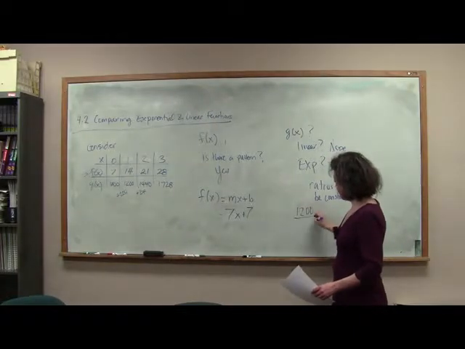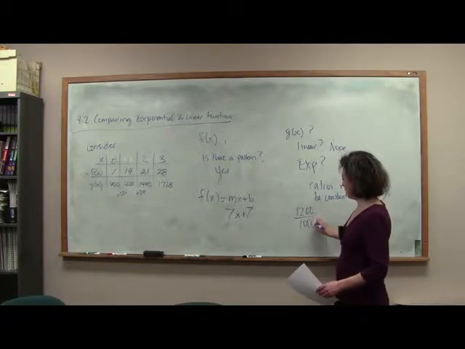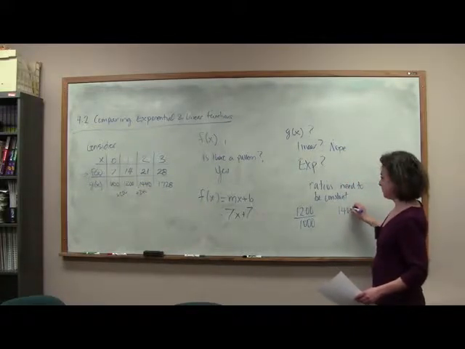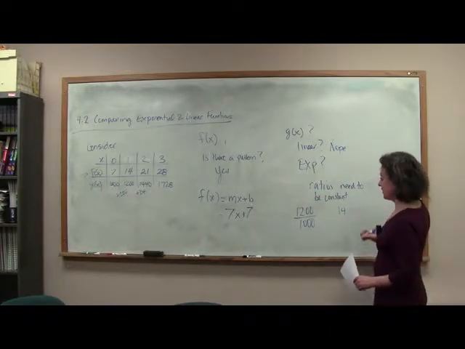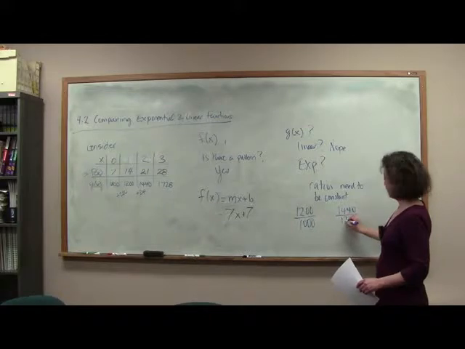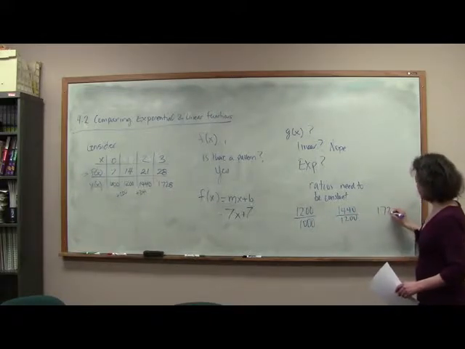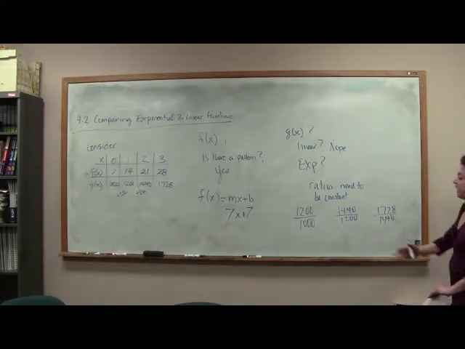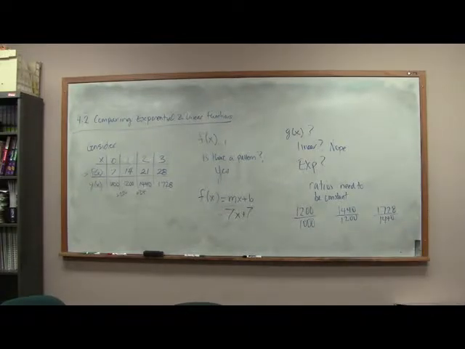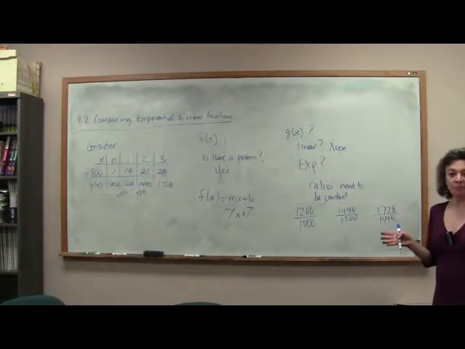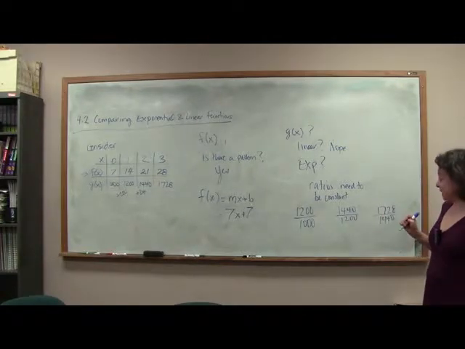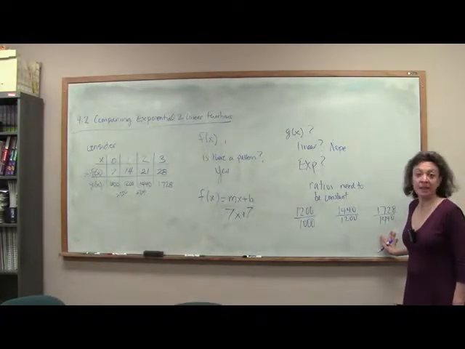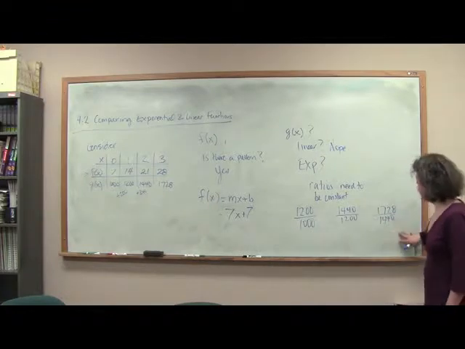Well, take each function value divided by its previous function value. Remember, ratios are just fractions. So we need to compute 1200 over 1000. Then we need to compute 1440 over 1200. And then we need to compute 1728 over 1440. Okay? If when we do this division, we get the exact same value, then we say yes, it is exponential. If two of them are the same, but then the other one is different, it is not exponential, okay? So these must be the same.